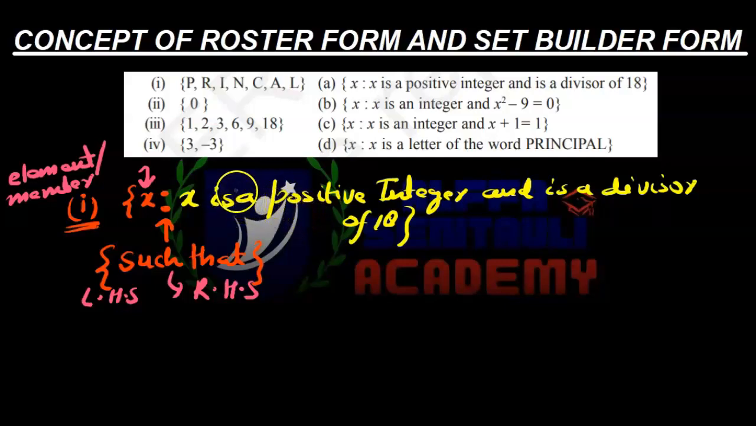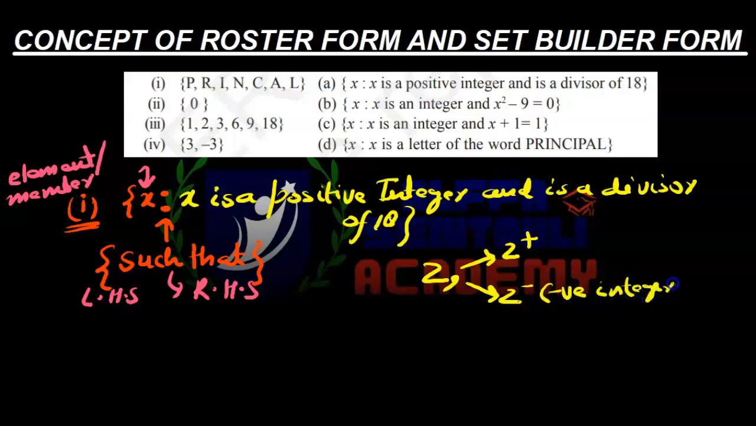So x is a positive integer. This is giving the definition of the set itself. The element, that is x, is a variable. All the elements belonging to such a set must be positive integers, because we already know integers are represented by Z. Z plus means positive integers, and Z minus means negative integers.